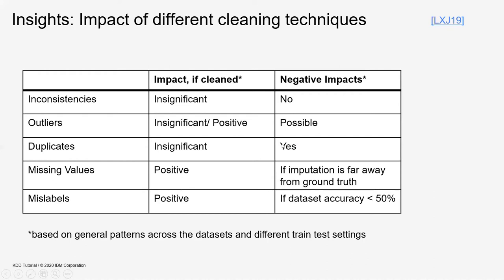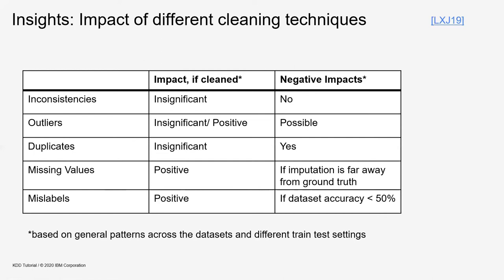But what is interesting is that missing values and noisy labels came out as two error types which, when cleaned, have in general shown a positive impact on the data set. However, it depends on what kind of repair mechanism you use for missing values, because it could have a negative impact if the imputation is far away from the ground truth. For example, it could induce bias in the data set, which would be a negative impact.